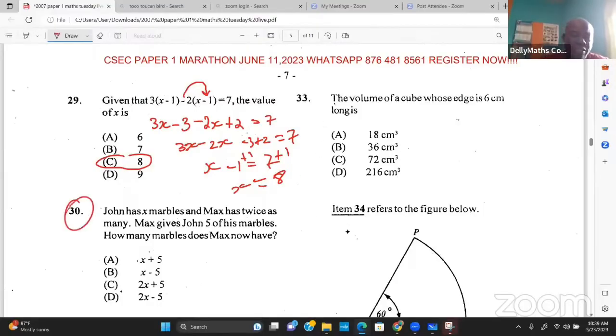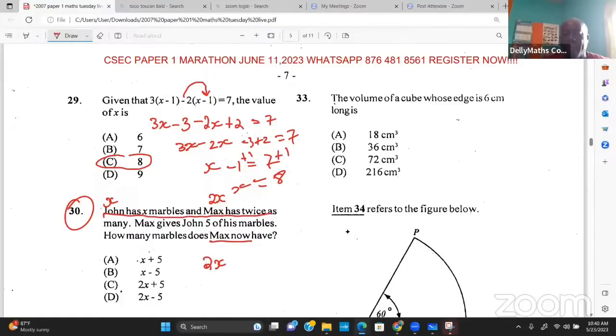Let's look at number 30. As you can see, we're in the algebra section. John has x marbles and Max has twice as many, right? So John has x. So you could say, John, that's x. Max must be 2x since he has twice as many. All right, good. Now we're told that Max gave John 5 of his, right? How many marbles does Max now have? Talking about Max, you know, all right? Now, let's focus on Max. So Max originally would have 2x after the first information that was given right here.